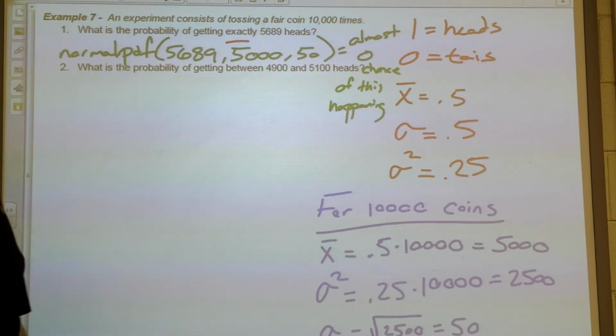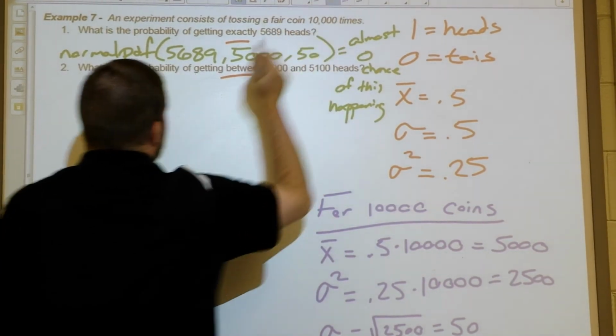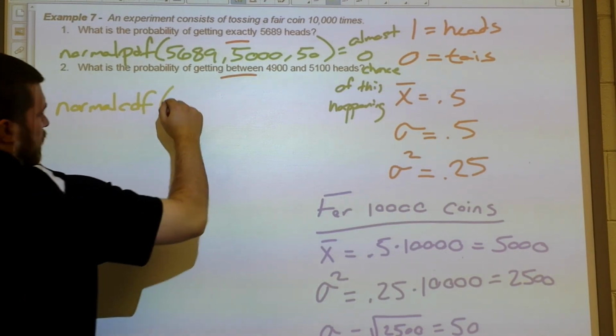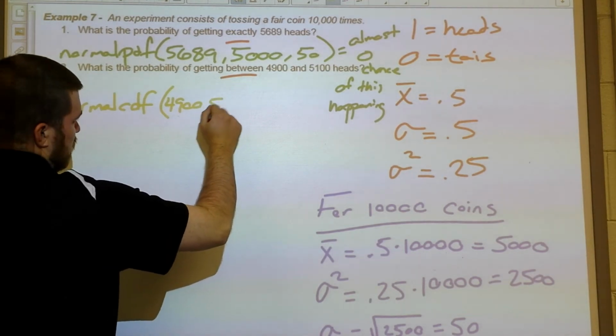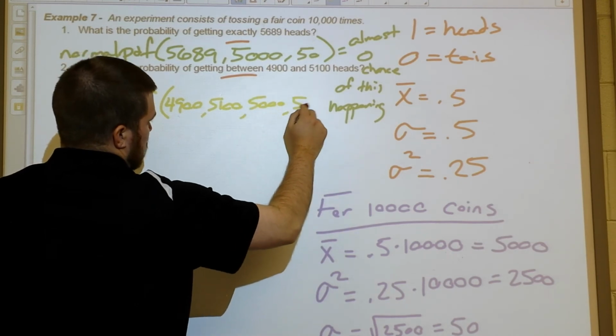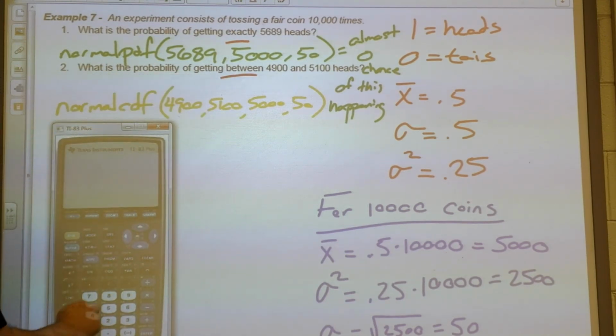What's the probability of getting between 4,900 and 5,100 heads? Well, between is the keyword. So between means normal CDF. Again, it's your lower bound, 4,900, upper bound, 5,100, your average value, 5,000, and your standard deviation, 50. We're going to type that in the calculator. So second vars, option 2 for normal CDF, 4,900, comma, 5,100, comma, 5,000, comma, 50.